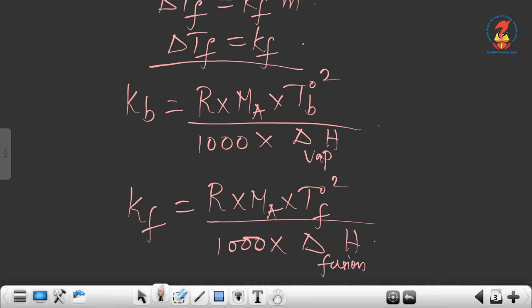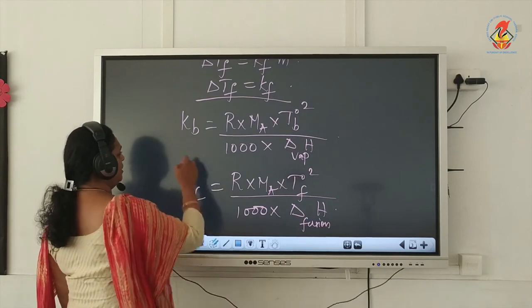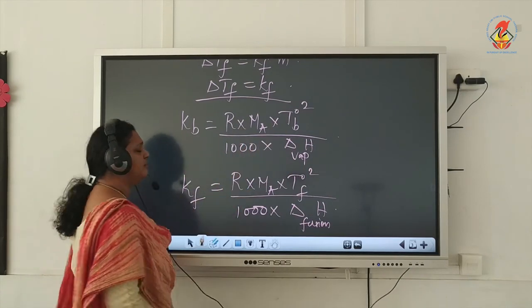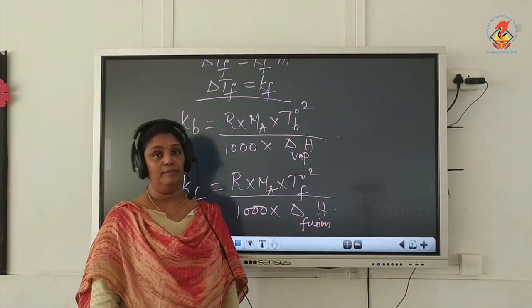Now, R is the gas constant, Ma is the molar mass of solvent, T0B is the boiling point of pure solvent. Here T0F is the freezing point of pure solvent, and delta H vaporization is the enthalpy of vaporization and this is the enthalpy of fusion. So, study these expressions, that is the expressions to find the value for Kf and Kb.